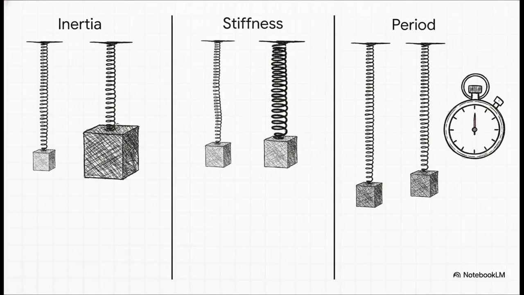But here is the absolutely mind-blowing part. The period does not depend on how far you pull it down. Think about it. If you pull it twice as far, it has twice the distance to cover. But the spring is also pulling back twice as hard, so it ends up taking the exact same amount of time to get back to the start.